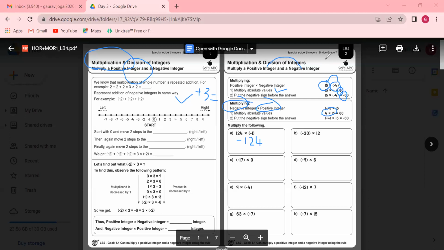Okay, I hope you do this part of the worksheet, and this is going to be comparatively very shorter than the previous worksheet. There are not going to be a lot of things, and this is very easy. Multiplication is quite easier than addition.